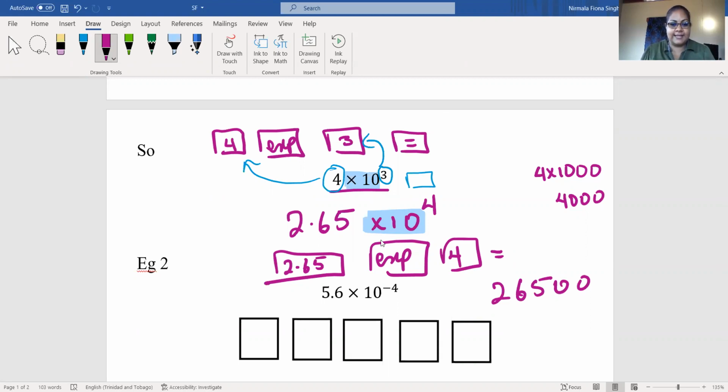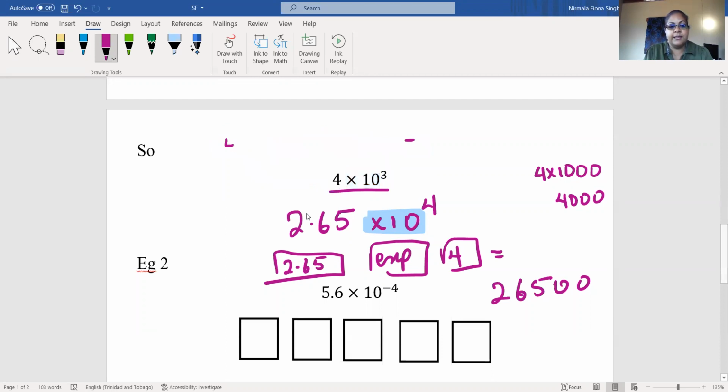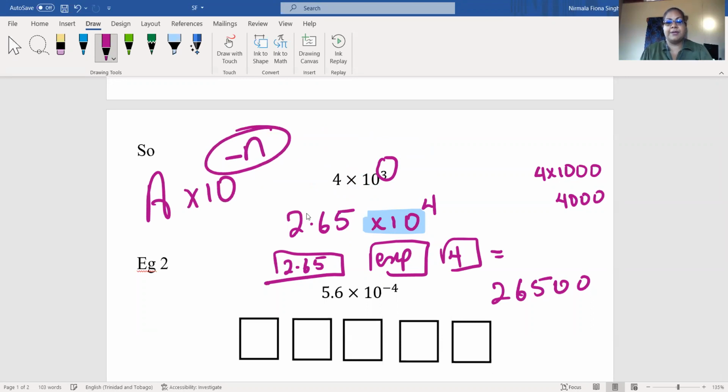With the positive one, it's easy to do. Now we have the negative. Remember, anytime we have, let's clear the board. Anytime we have a positive index, as you all can see here, that means we're talking about a number larger than 10, right? Anytime we have 10 to the power of a positive number, it means we have a big number. When we have a negative index, it indicates that we're dealing with a decimal.